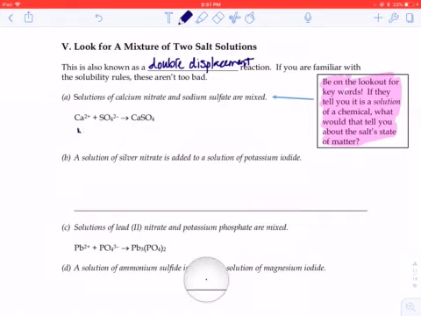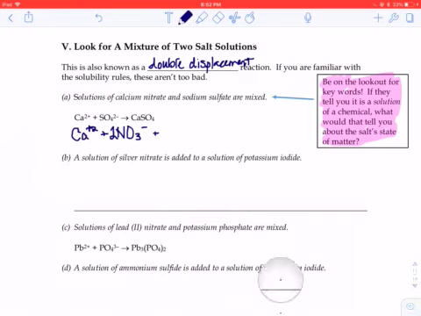Well, calcium nitrate, it tells you right in the problem that it's a solution. It's been dissolved in water. So we would break that up into calcium ions and nitrate ions. Well, calcium's +2, nitrate's -1. So that calcium would have 2 nitrates along with it. We would react that with sodium sulfate. So it's a solution of sodium sulfate. So sodium ions, Na+1, sulfate ions, SO4 -2.